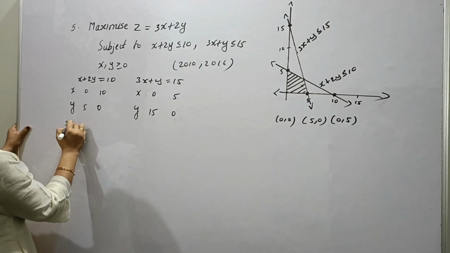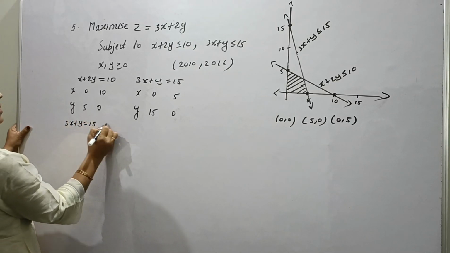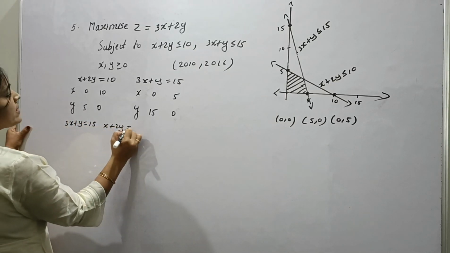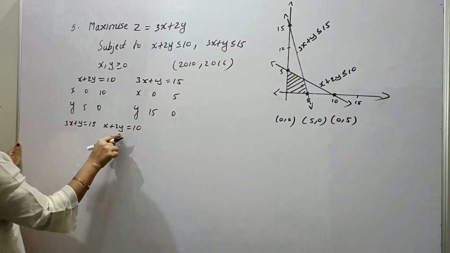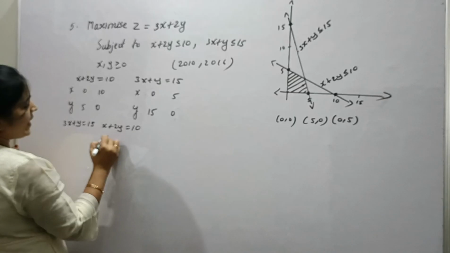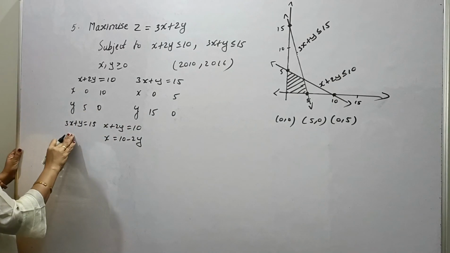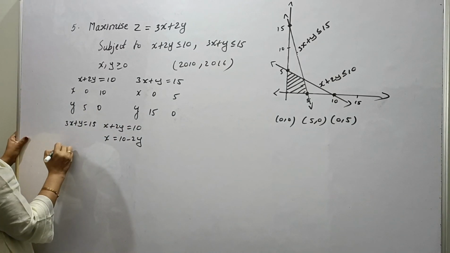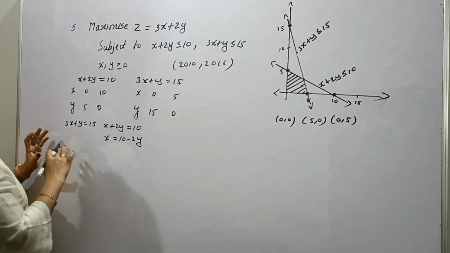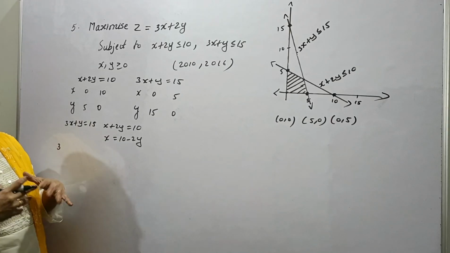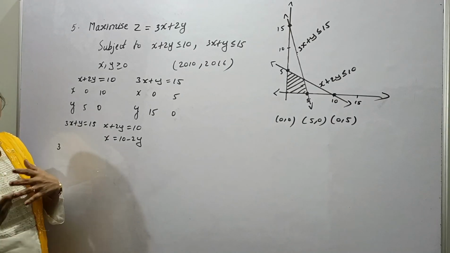3x plus y is equal to 15 and x plus 2y is equal to 10. Okay, so from this let's find x. That is x is equal to 10 minus 2y. Let's substitute this x here in the first equation. To find the values of x and y, you can apply any method for your convenience.